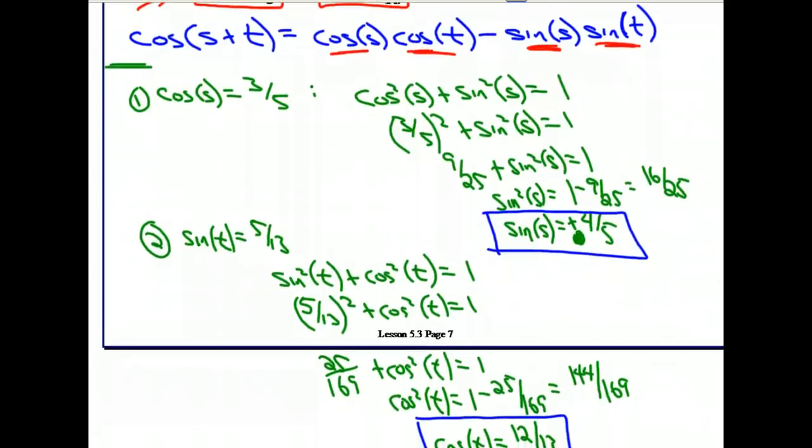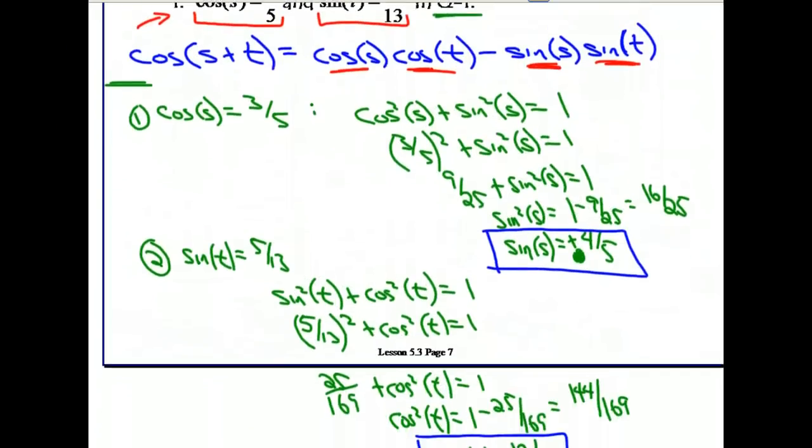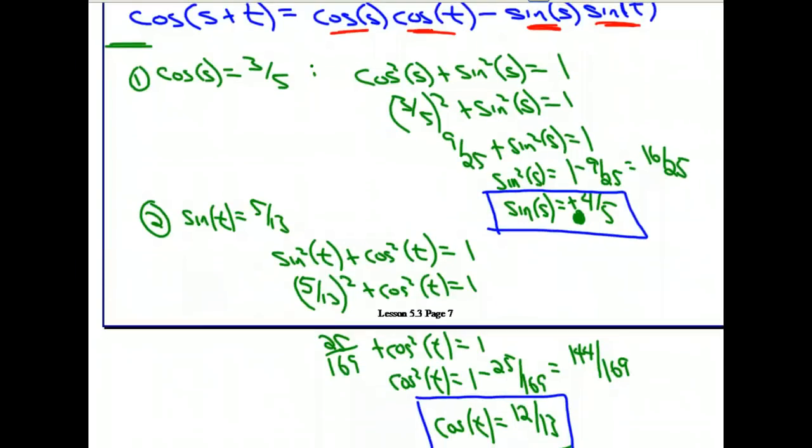So I come up here, cosine of s, let's see. Cosine of s is 3/5. So let's see if we can squeeze it in right here. It's going to be a little messy. So the cosine of s is 3/5. The cosine of t, I just figured that out, it's down there. It's 12/13 minus the sine of s. I just figured that out. That's 4/5.